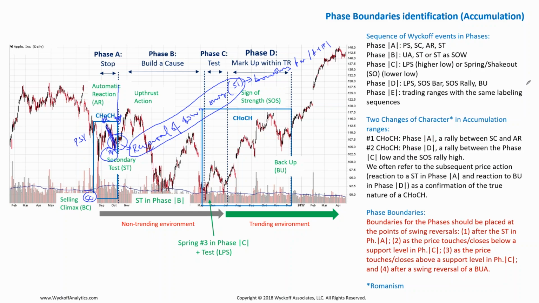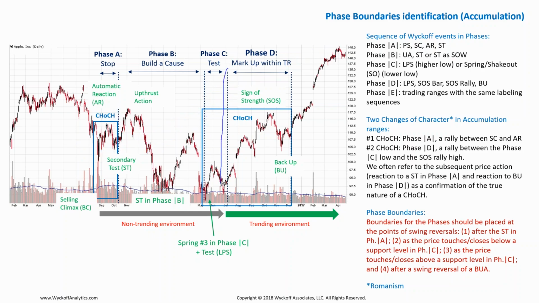We're going to do the same with the boundary between phase C and phase D. And in this case, it's a little bit easier because we do have another test. And that test is also just a downswing. So for this downswing, we're going to look for the reversal. And the reversal bar is going to be our boundary between phases C and D. So it's somewhere here.